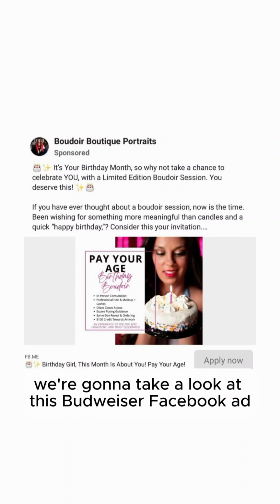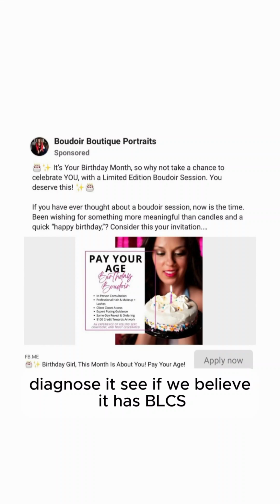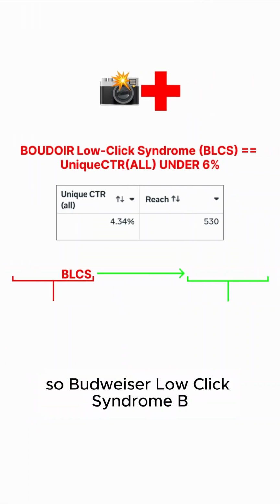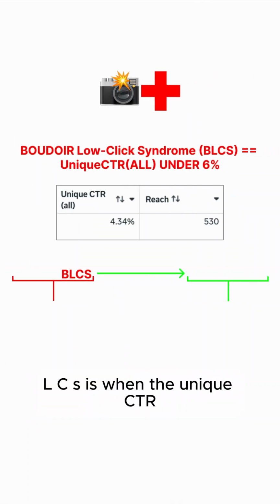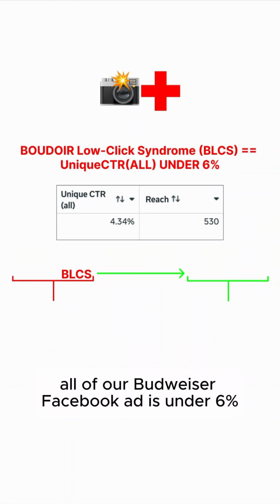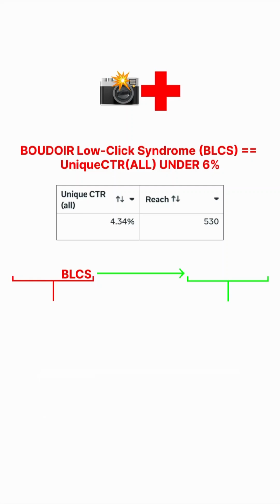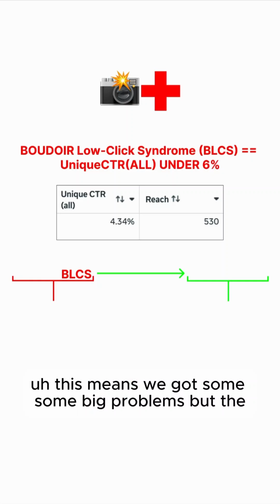All right, y'all, we're going to take a look at this Boudoir Facebook ad. Diagnose it, see if we believe it has BLCS, aka Boudoir low click syndrome. So, Boudoir low click syndrome, BLCS, is when the unique CTR all of our Boudoir Facebook ad is under 6%. And this actually should never happen. This means we got some big problems.